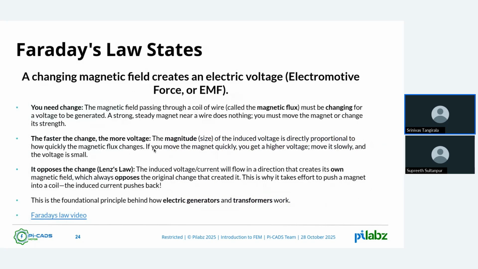Suprit, next slide. Again, the same thing I mentioned earlier. A changing magnetic field creates an electric voltage, which is the electromotive force or EMF. You need change, like I said, ∂B/∂t is the changing magnetic field, right? And the faster the change, the more the voltage. All that is encapsulated in that equation. And it opposes the change, which is Lenz's law. So all 3 put together are in that one equation.